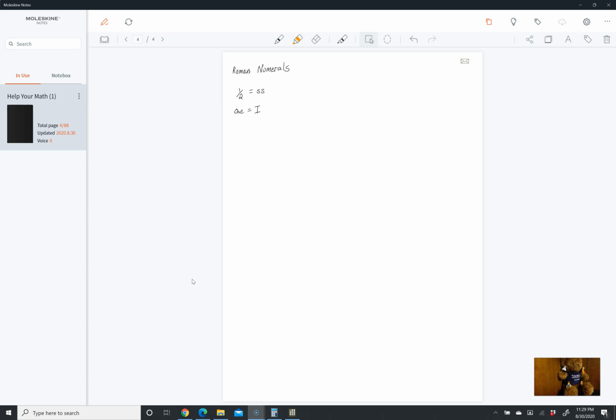There are different ways of writing Roman numerals. This is the most common way. We see it as a capital I. Sometimes you'll see it as a small I with a line through the top instead of a dot. 2 would be two I's together. 3, you would see 3 of them together, so it would be 3 I's. And something about Roman numerals is that you never see more than 3 of the same letter in a row.